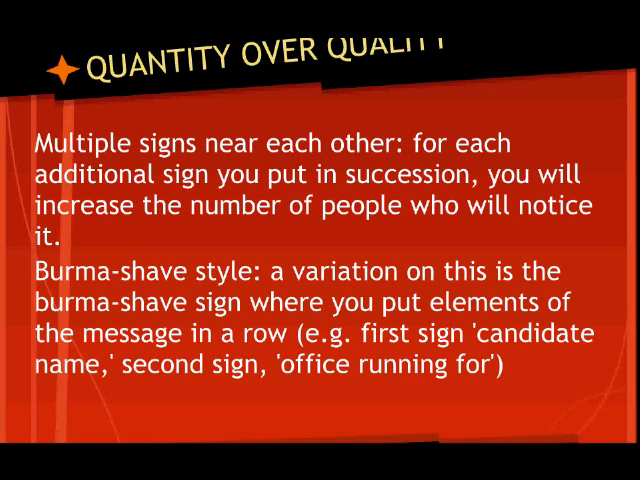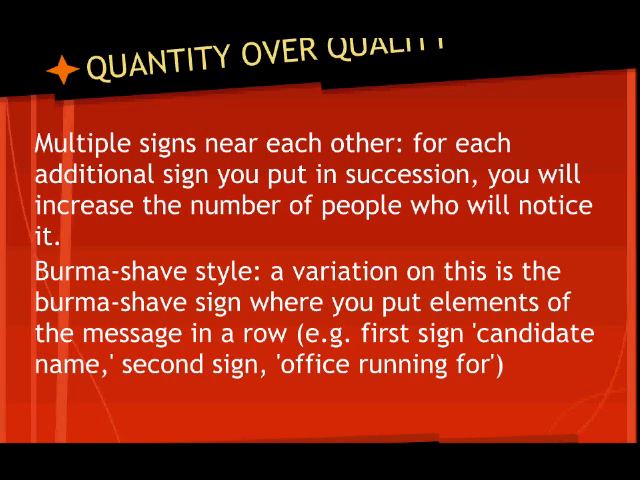Likewise, quantity does this. If you're going to put multiple signs in succession of one another, if you're going to put them right in a row, you're going to increase the chances that people are going to notice your sign for the same reason that people would notice your sign if you in fact ordered larger signs. So putting them near each other is going to create this big block of signs that people are going to notice more than just a single sign on its own.